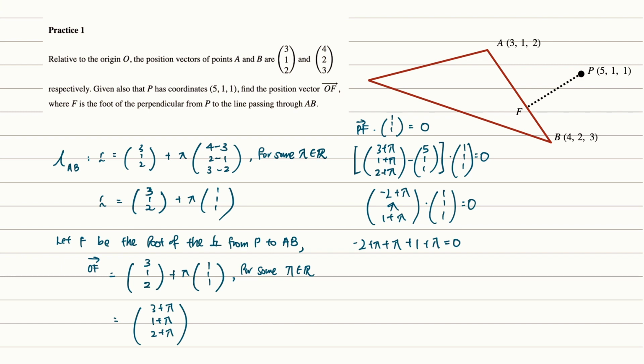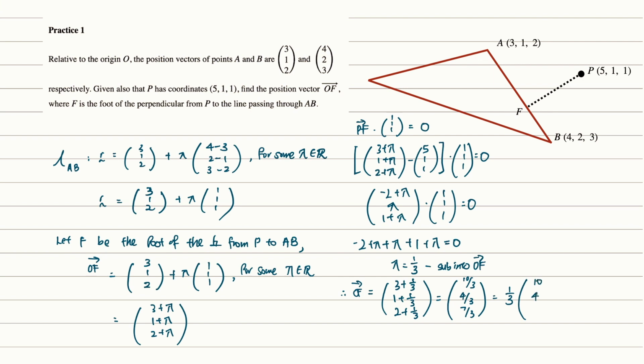So solving this equation, the value of lambda is equal to 1 over 3. This value is very important because we can then use it to substitute this value of lambda into OF. So the position vector of OF is equal to (3 plus 1/3, 1 plus 1/3, and 2 plus 1/3). Simplifying further, we will then have (10 over 3, 4 over 3, and 7 over 3). Now if you want to go one step further, we can factorize 1/3 out from this column vector, and this will give us 1/3 (10, 4, 7).